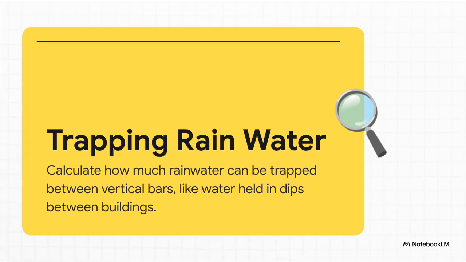So, what's the actual problem we're solving here? Well, it's actually beautifully simple. Just imagine a cityscape, a skyline of buildings of different heights. After a huge downpour, water gets trapped in the gaps between the taller buildings. Our mission, should we choose to accept it, is to figure out exactly how much water is stuck in there. And this kicks off our quest for efficiency, starting with the most obvious way to do it.